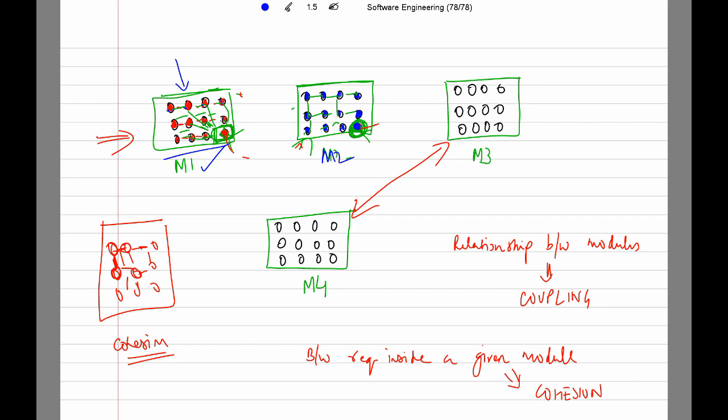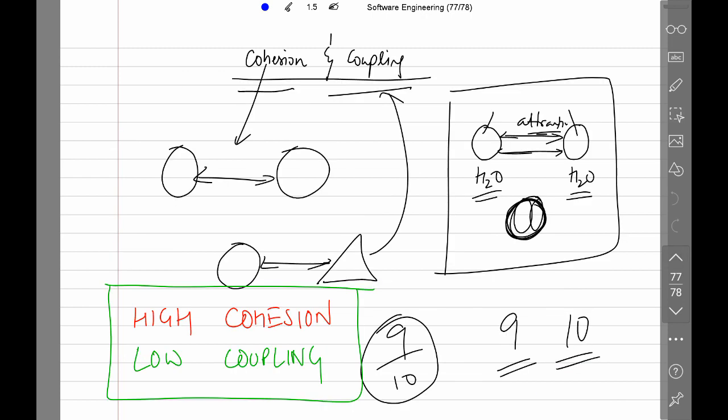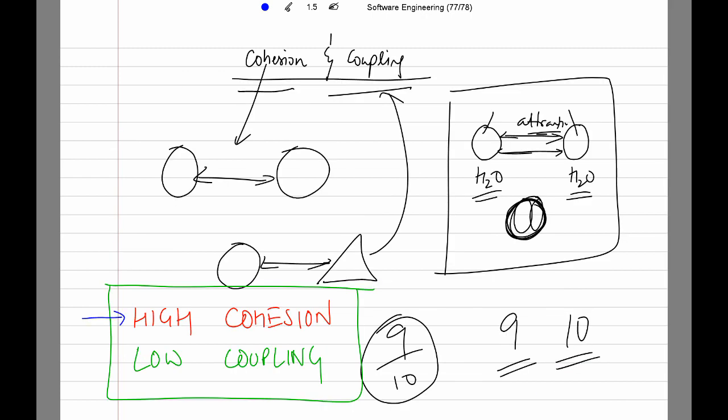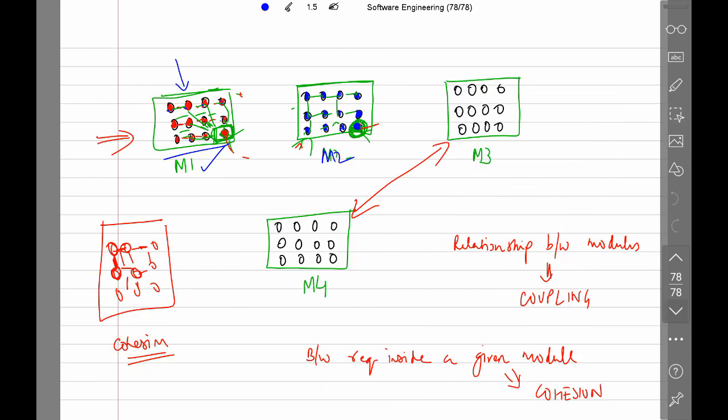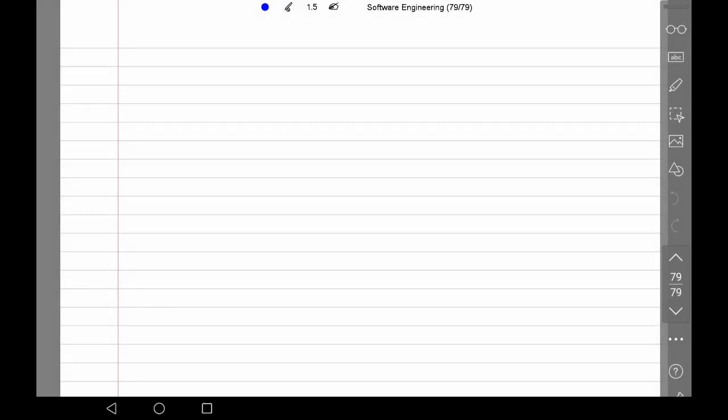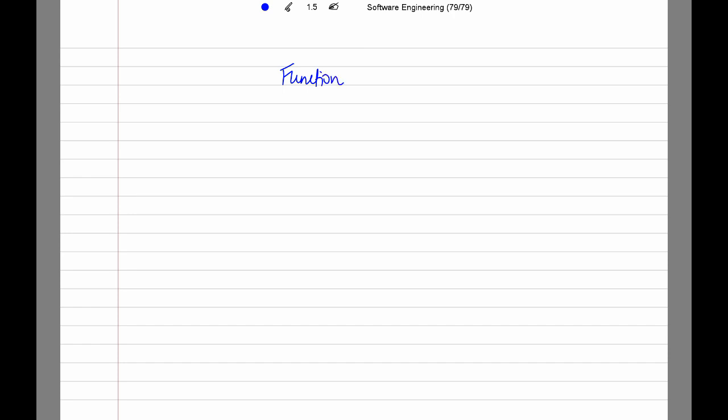Okay, so a module which has high cohesion, let's go back to our previous page. So a module which has high cohesion and low coupling is said to be functionally independent of other modules. That means a functionally independent module has minimal interaction with all the other modules. Okay, so what are the advantages of this functional independence? All of us like to have independence, right? So what are the advantages of functional independence in a design?